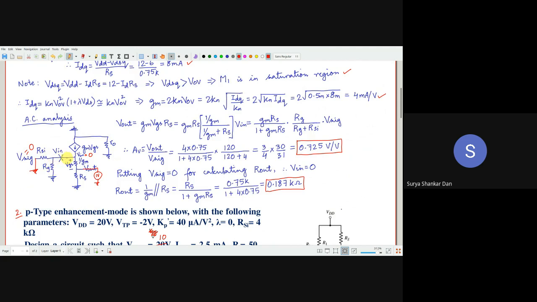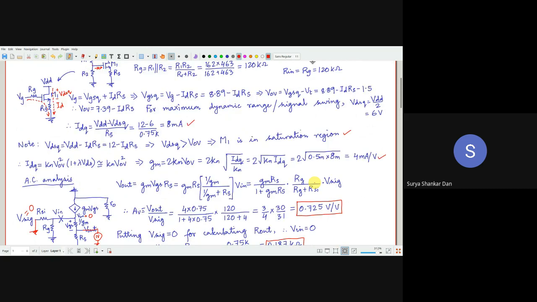If V signal equal to 0, notice that V in becomes equal to 0. Remember, there is no current over here, but it is sort of an electrical short. So that means RS and 1 upon GM come in parallel. So R out will be equal to 1 upon GM parallel RS. Substitute the values and get the answer. Okay, that completes problem number 1.